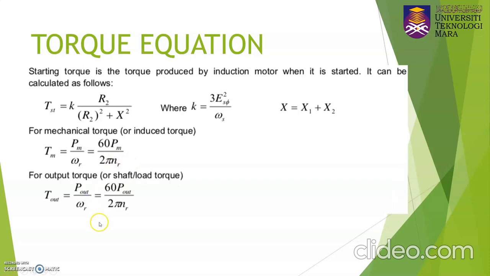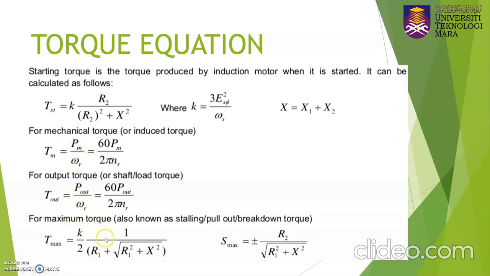And then the third torque is the output torque, which you can also call the load torque or shaft torque. The formula is given by T equal to P divided by omega. So T out will be equal to P out divided by omega R. So here omega R, here also omega R.